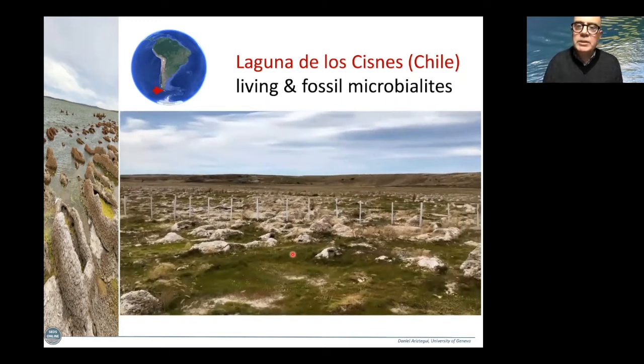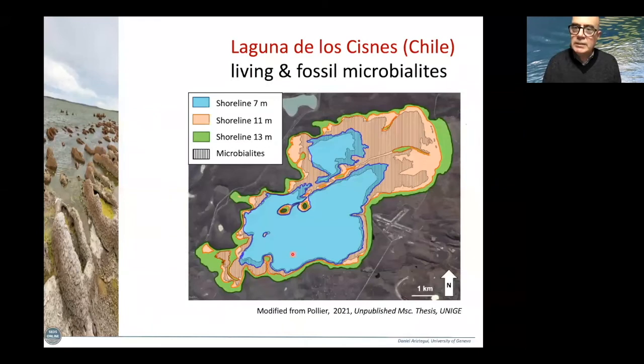And this place is wonderful because it also contains fossil and living microbialites. This is part of the master thesis of Clément Pollier at the University of Geneva, who just moved a few days ago to Erasmus in Miami, where he will be working on his PhD thesis.